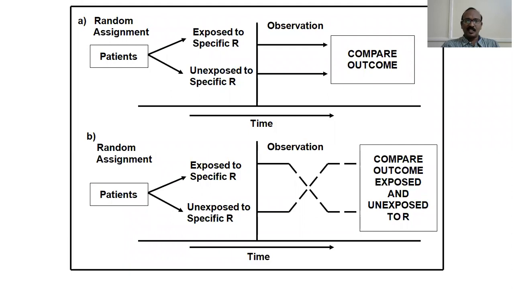In the crossover type of study design given in B, you again divide the patients into an experimental group and a control group. The experimental group is subjected to a drug or a manipulation, and the unexposed group, that is the control group, is given a placebo, and both are observed for a period of time.